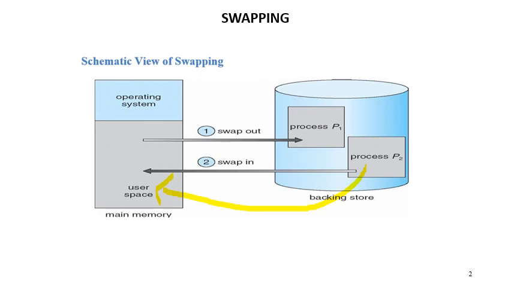After executing the program, then what happens? After completion of the execution, once we get the final output and close the program, the program will be swapped out again to the backing store, or you can call it the secondary memory. So this is called swap in and swap out.